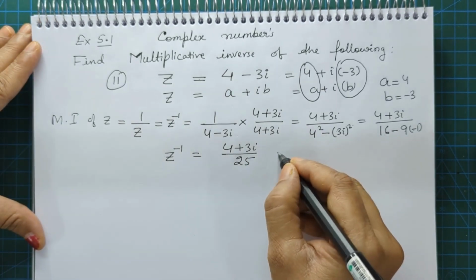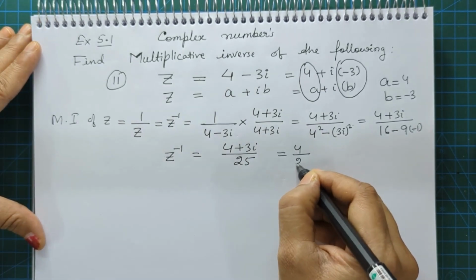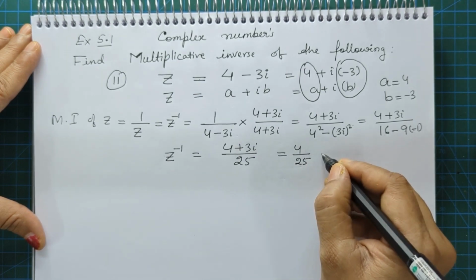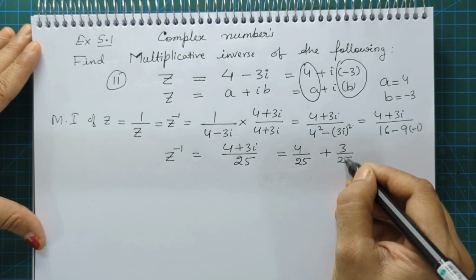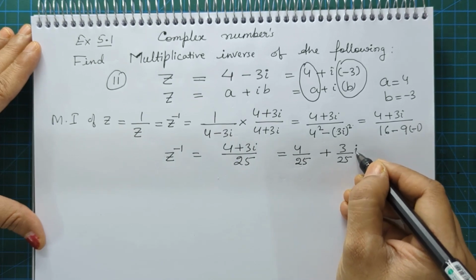We should write this in standard form. So we separate the real part and the imaginary part. So 4 by 25 is the real part, plus 3 by 25, which is b, the imaginary part. So it is multiplied by i.